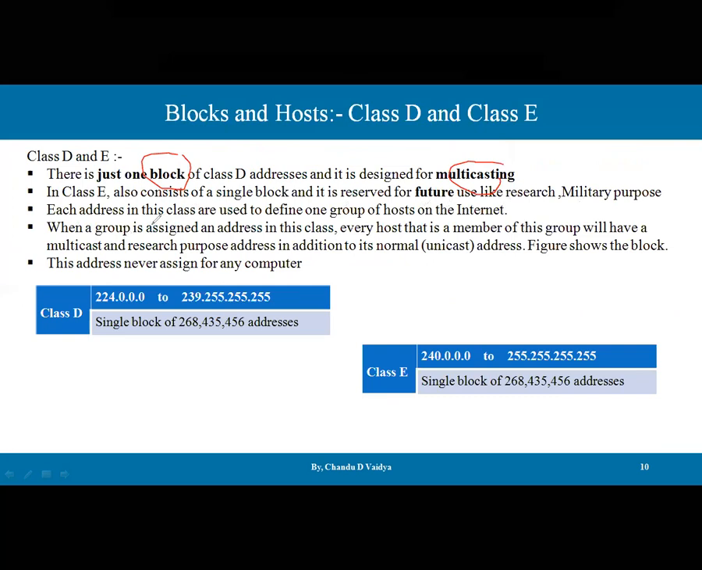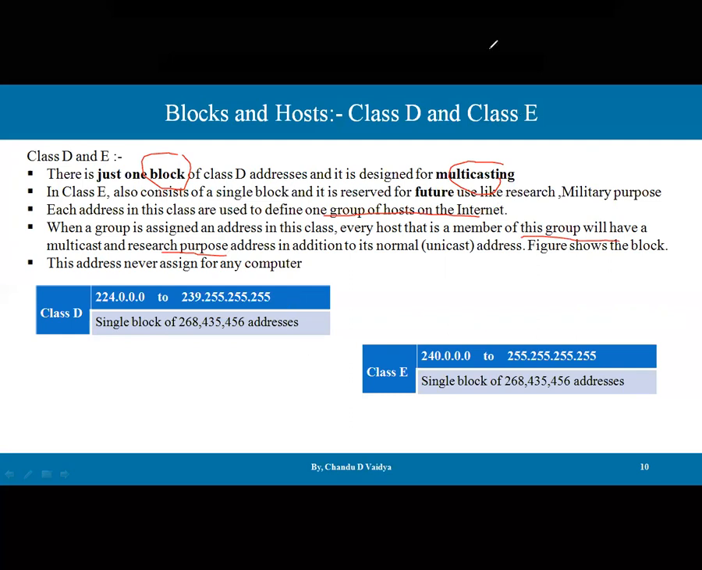Each address in this class is used to define one group of hosts on the internet. So this address is not going to be assigned directly to any particular computer. When a group is assigned an address in the class, every host that is a member of the group will have the multicast and research purpose as we discussed earlier.